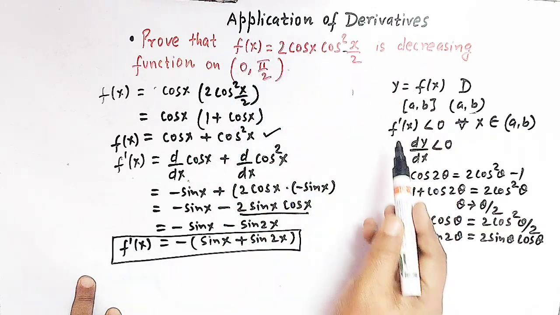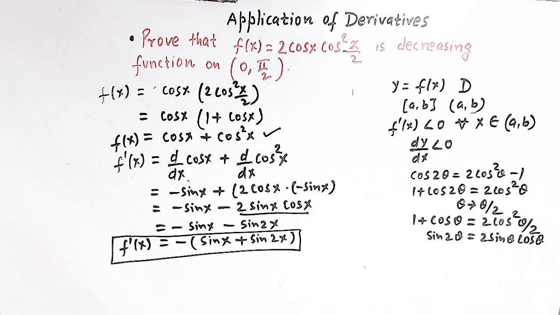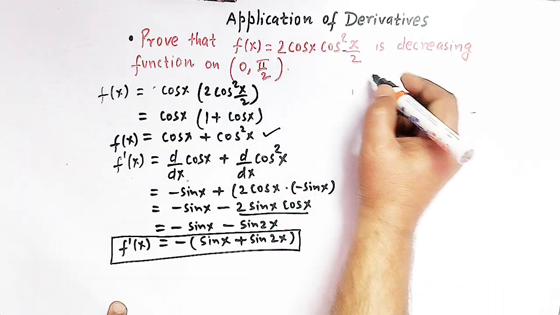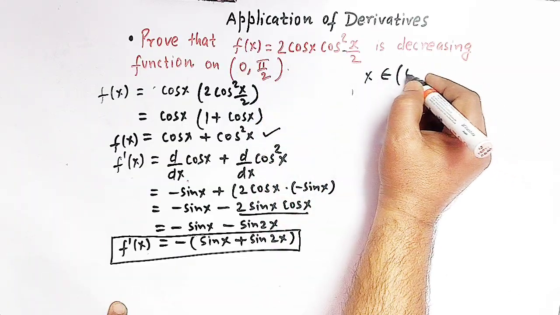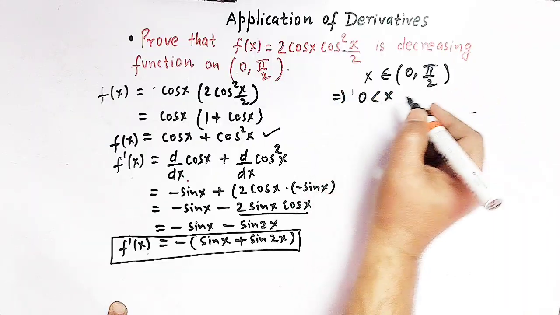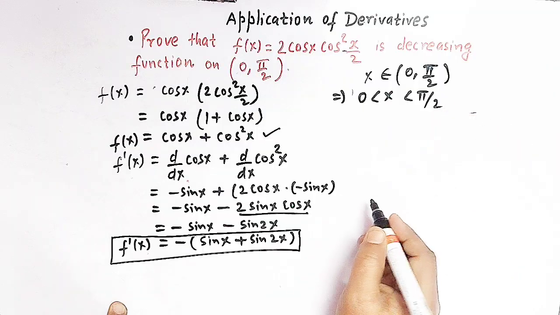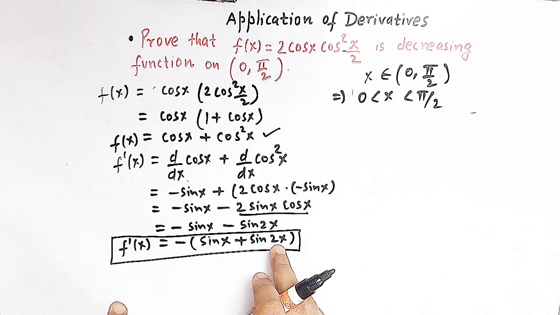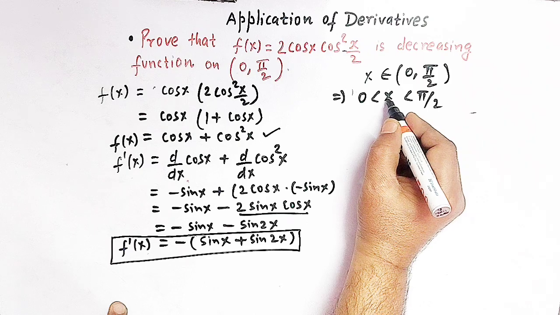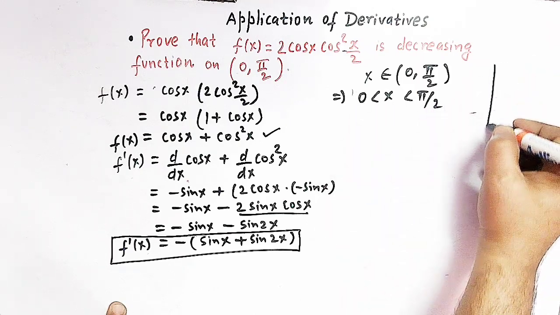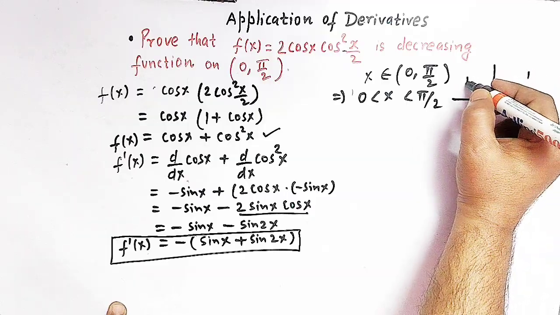So the derivative of f of x is given by this expression, and now for f of x to be a decreasing function, the derivative should be less than 0. So now let us see this interval. So here x belongs to 0 to pi by 2. So this suggests that x should be greater than 0 but less than pi by 2. Now here we have the combination of two terms, that is the sum of sine x and sine 2x, right? And when x is greater than 0 but less than pi by 2, it implies that we are in the first quadrant, right?